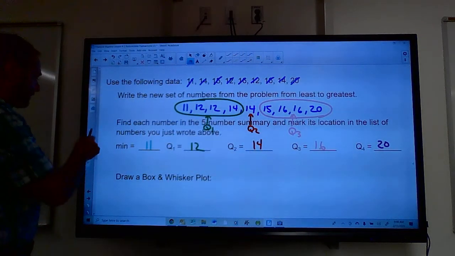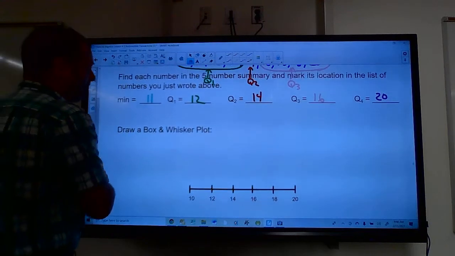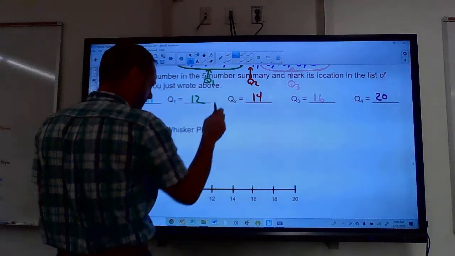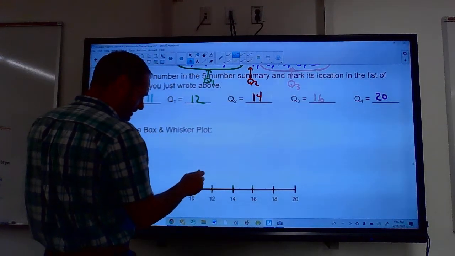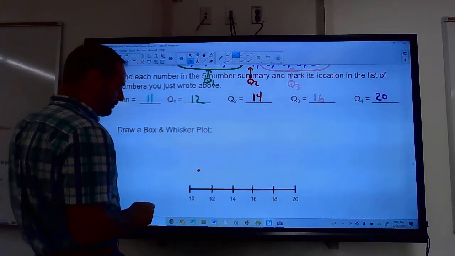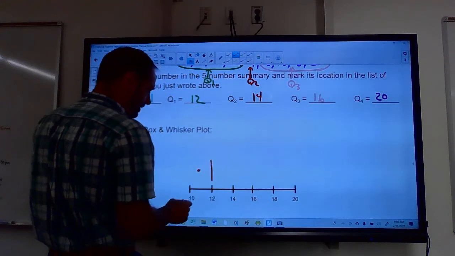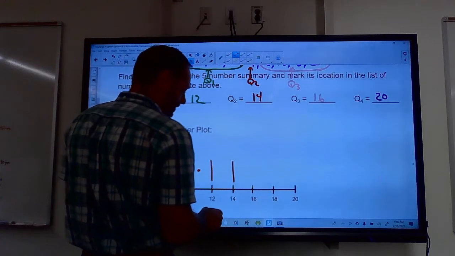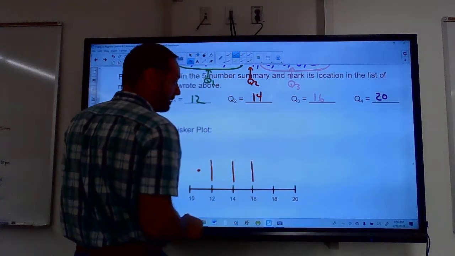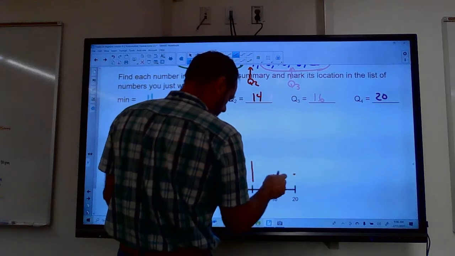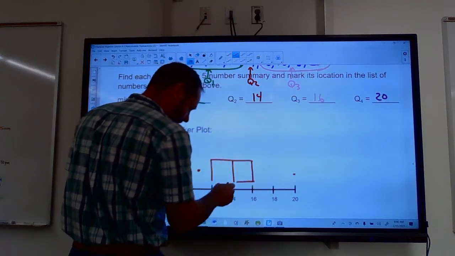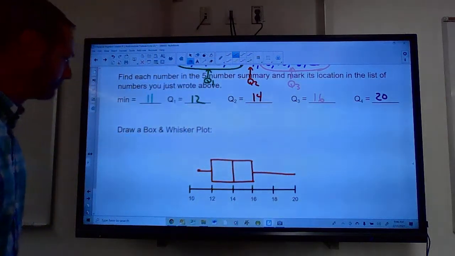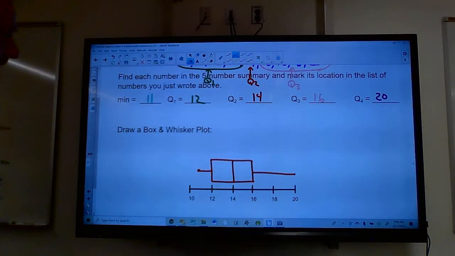So draw a box and whisker plot. My minimum is going to be at 11, so it's going to be right here. My Q1 is going to be at 12, right here. My Q2 is at 14 right here. My Q3 is at 16 right here. And my Q4 is going to be 20 right here. So my box looks like that, and my whiskers look like that. And I'm done.